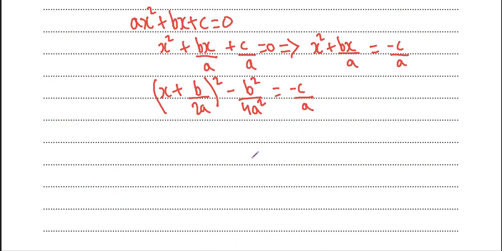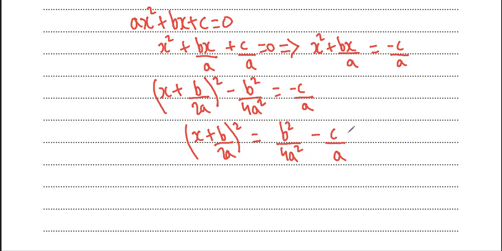Well, you bring the b squared over 4a squared to the other side, so now you have x plus b over 2a all squared is equal to b squared over 4a squared minus c over a. And now you should see the formula forming slowly. So now, what do we do with the right-hand side? You can see this is c over a and this is b squared over 4a squared.